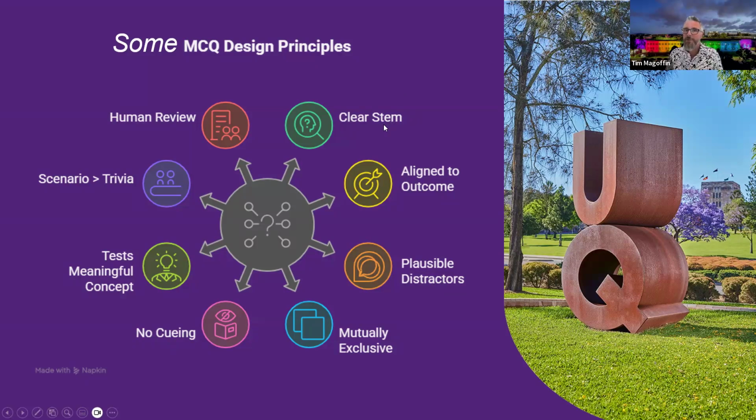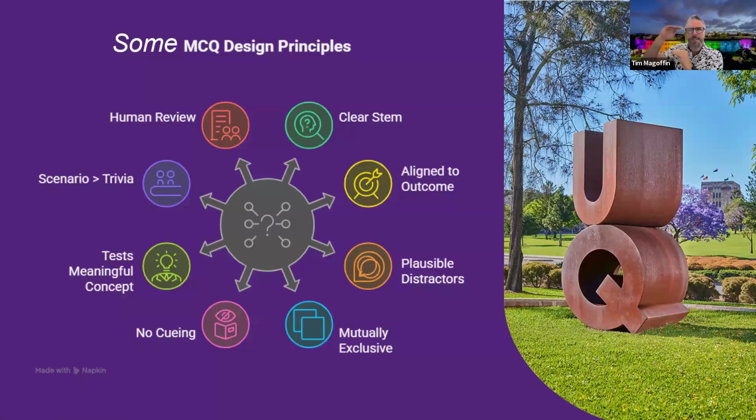Other parts of general MCQ design: a clear stem. The question part itself needs to stand alone and make sense. Aligned to an outcome, where we have learning outcomes in courses. Having a question that doesn't have any alignment to a learning outcome, the question begs, why is the question even there? Then, the plausibility of distractors.